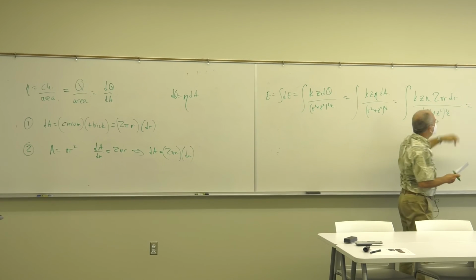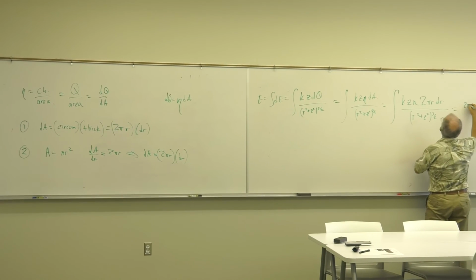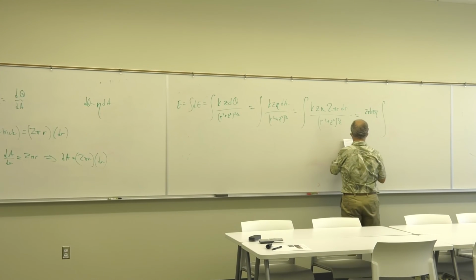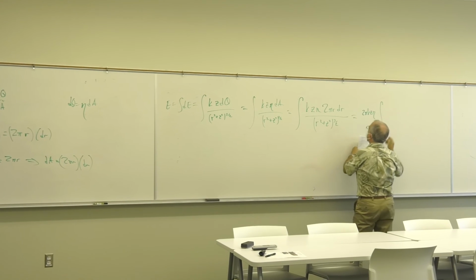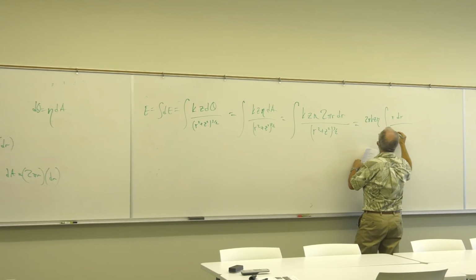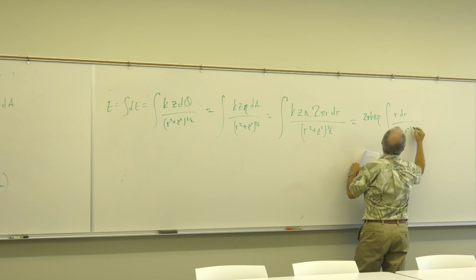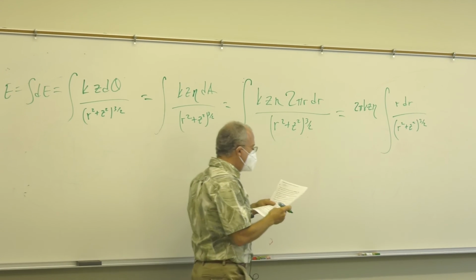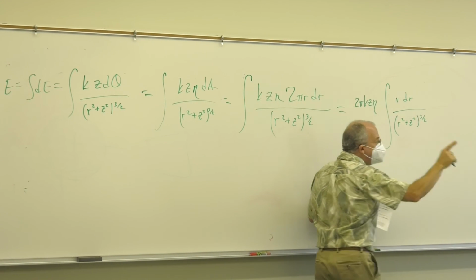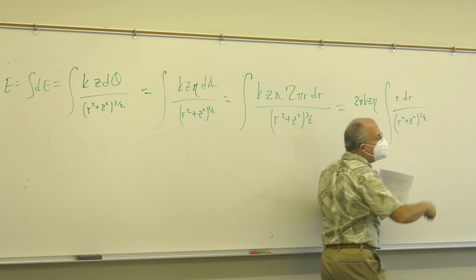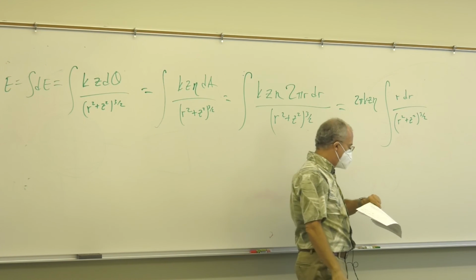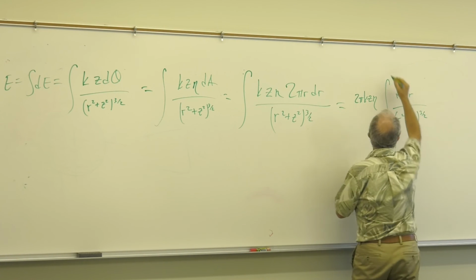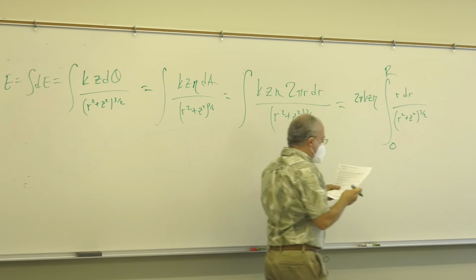R and dr, right? Okay, so I can say 2 pi k z eta times the integral of r dr over r squared plus z squared to the 3/2 power. And what are my integration limits? Now you've got to be careful. Little r is the variable. So what are my integration limits, from what to what? Yeah, 0 to big R.